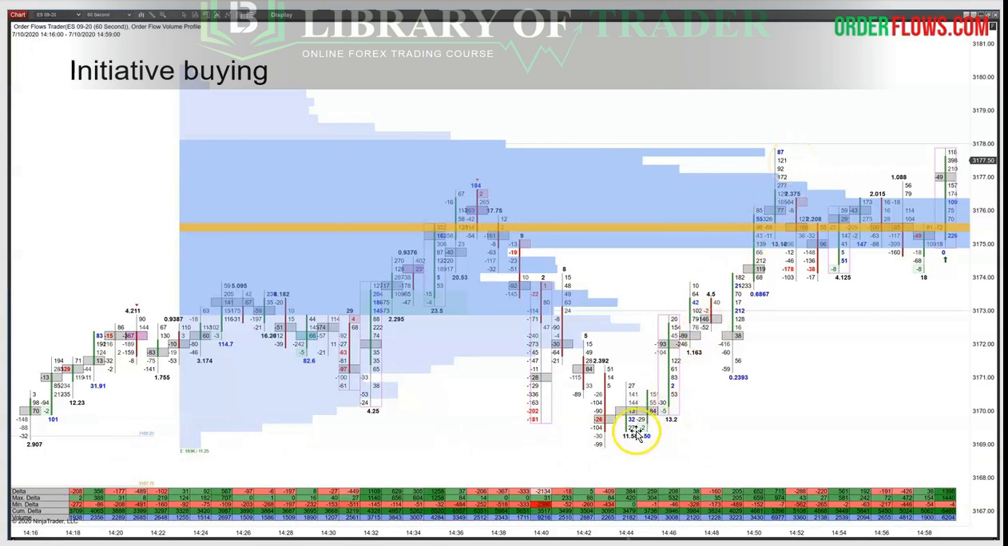Initiative buying. Look at this bar. All offers. Look at this bar. Mostly all offers. You got some nice bids in here. 193, 104. Here, 416. Then all the offers being lifted. So, that's one way you can use market profile with the order flow. Okay, look for that initiative buying.